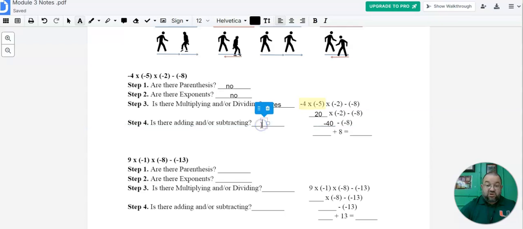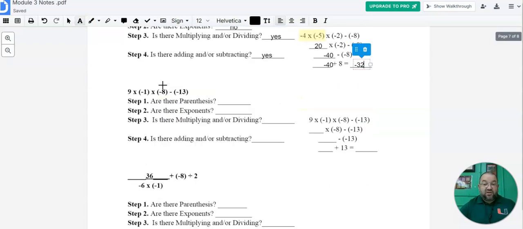Now, is there any addition or subtraction we have to worry about? Yes, -40 minus -8. Thinking about the additive inverse, we could say the same thing as -40 plus 8. -40 plus +8, or in this case, I'll just write it in, -40 plus 8, which equals, well, we take the smaller number from the larger number, we get 32, and then borrow the sign. So there we go, -32.